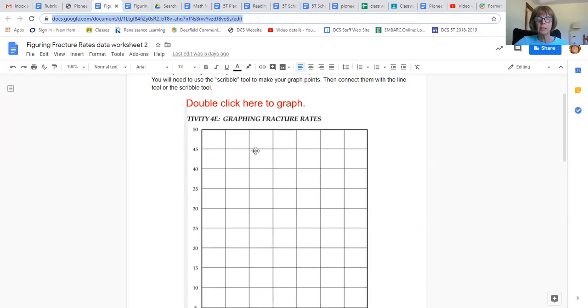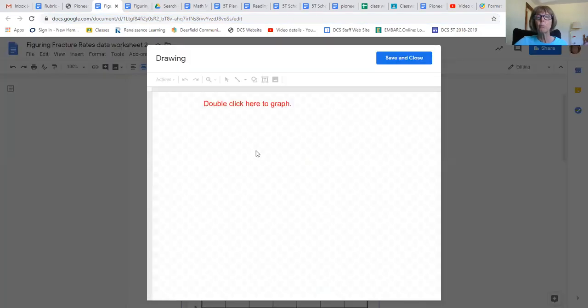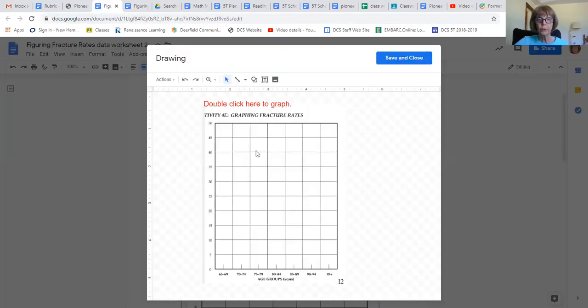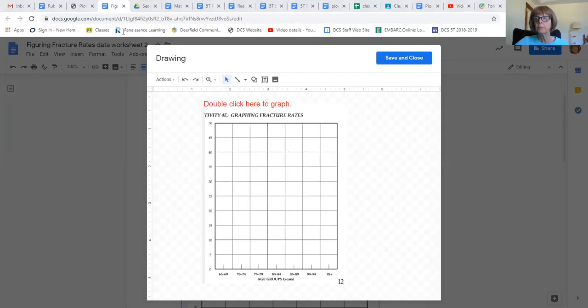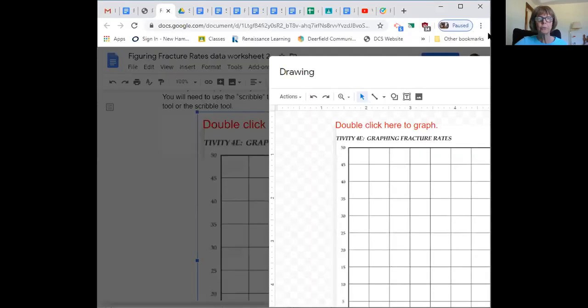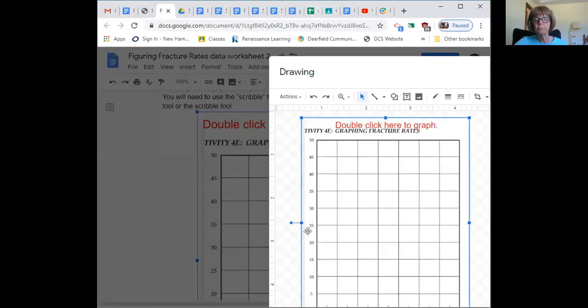And if you double click on the graph, it'll open up in a draw document for you. And it probably would be helpful to split your screen so you have your data on one side and you have your graph on the other side. So if I go ahead and pull my data out here and I make the screen a little bit smaller, I can look at that at the same time. I come over here and make this screen a little smaller. And that way maybe I can work on both at the same time.